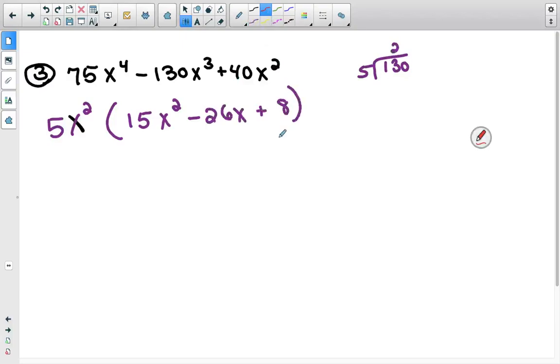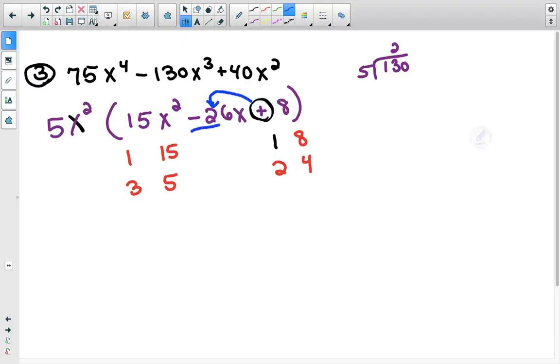All right, list the factors of 8. 1 and 8, 2 and 4. List the factors of 15. 1 and 15, 3 and 5. Now, I'm going to multiply them together. When I multiply the products together, I'm going to add. Why am I adding? Because C is positive. If C is negative, I subtract. And I'm hoping, or trying, to get negative 26. If you didn't catch this yesterday, both signs are going to be the same. Both are going to be negative. Yeah, I'm going to be adding two negatives together.